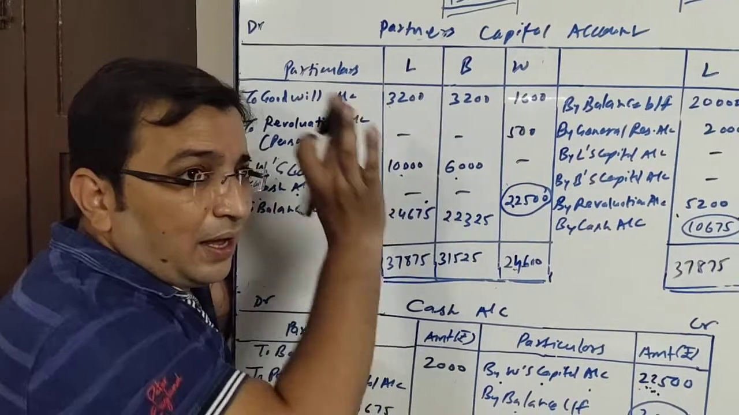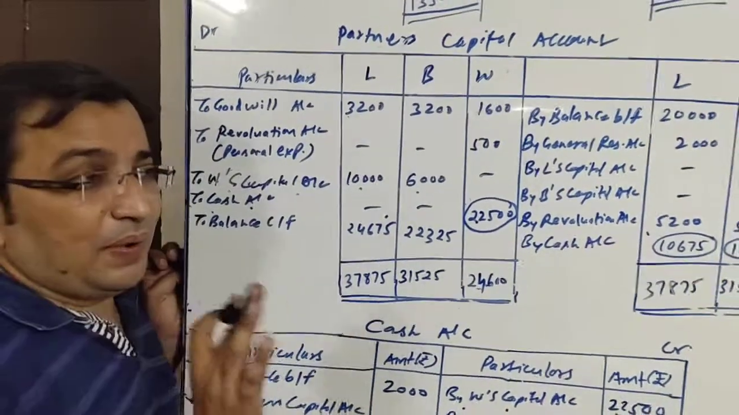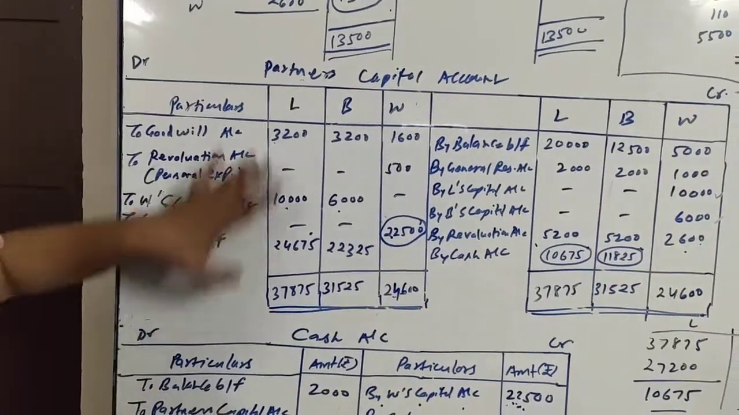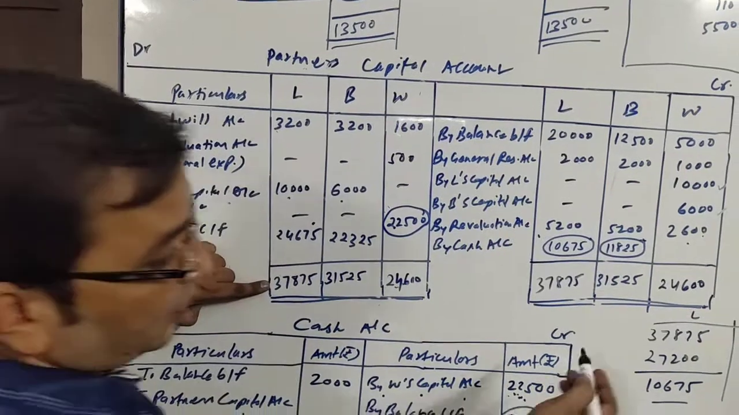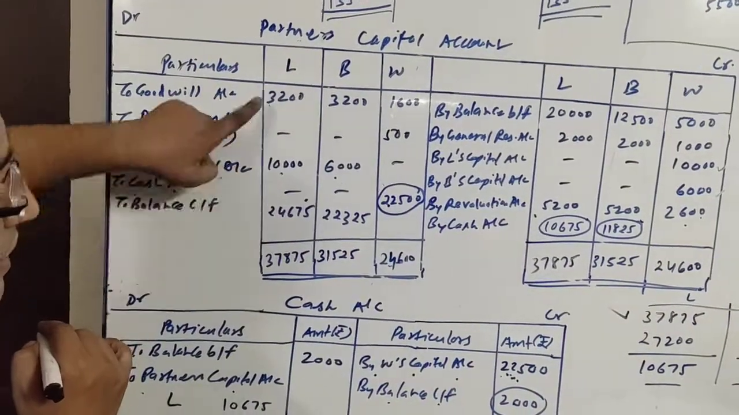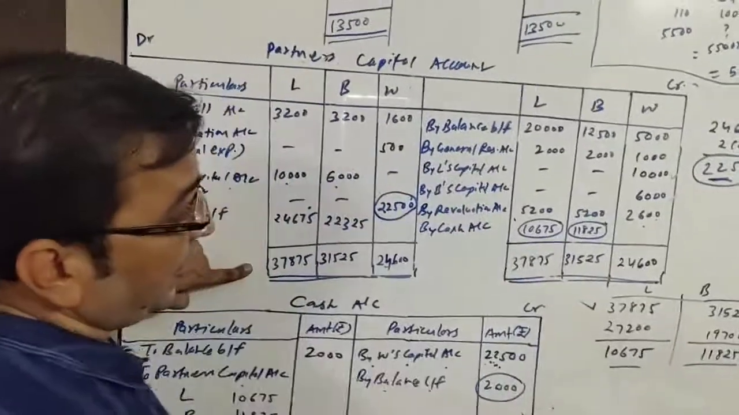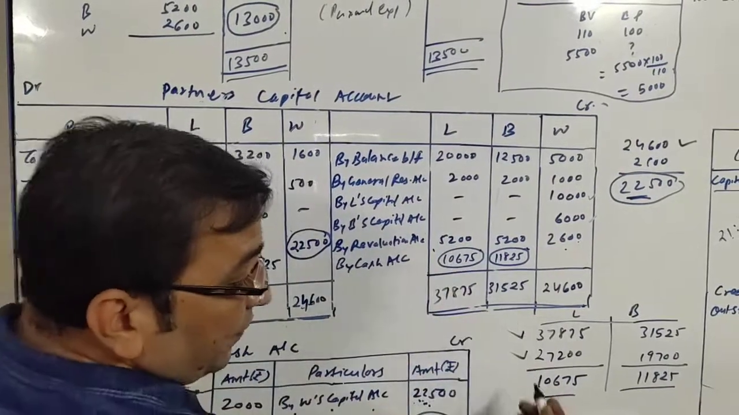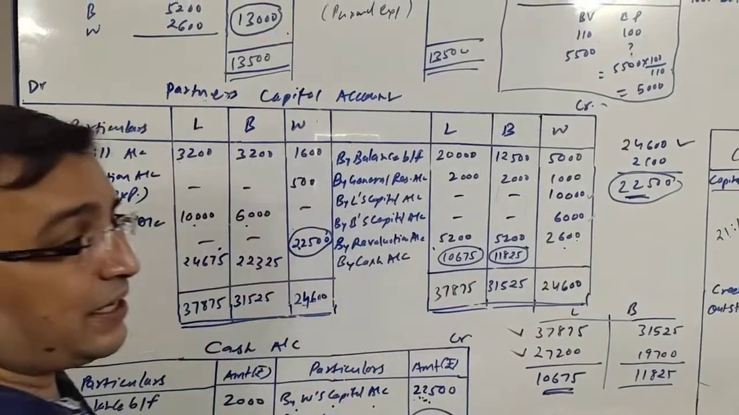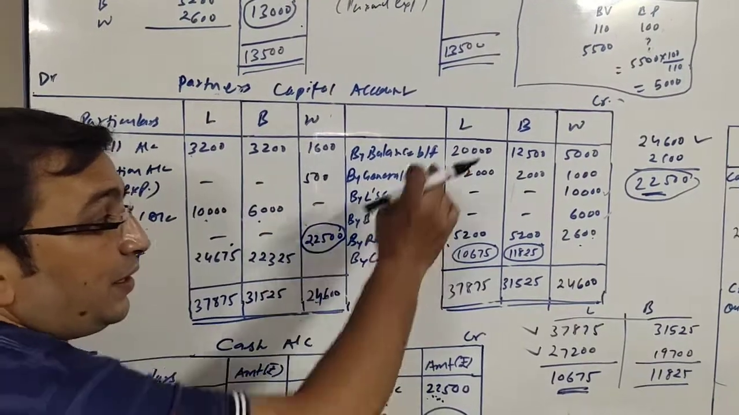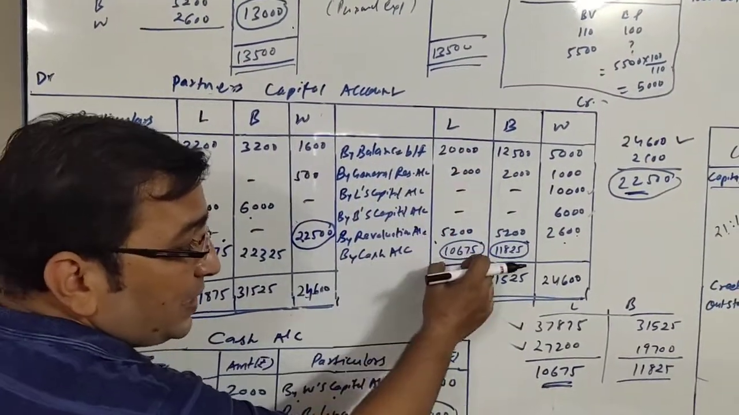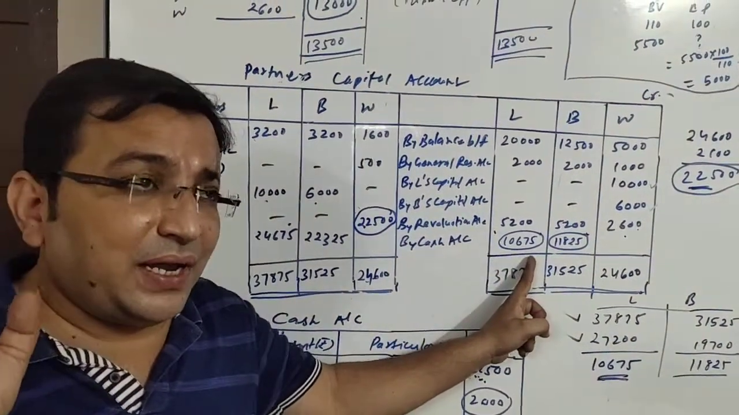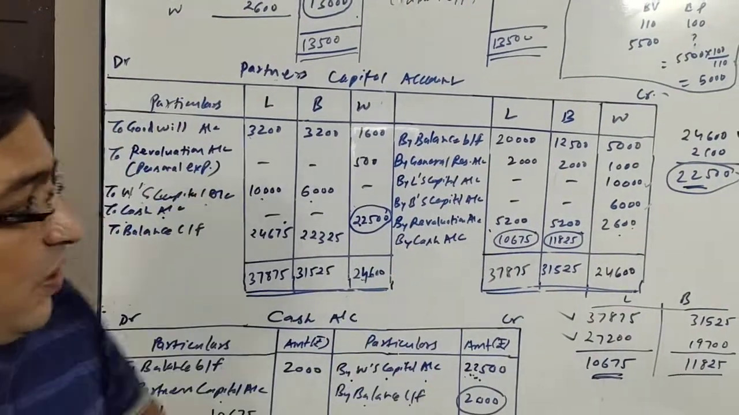We will be closing L and B's capital accounts and we will try to find the difference, if there is any. So when I make the total of L's debit side, it is 37,875. 3 items are there and the total is 37,875. And on the credit side there are 3 items and the total is 27,200. So the difference is 10,675. I repeat, the difference at the credit side of L's capital account is 10,675. That much amount he will be bringing in cash. So by cash account.